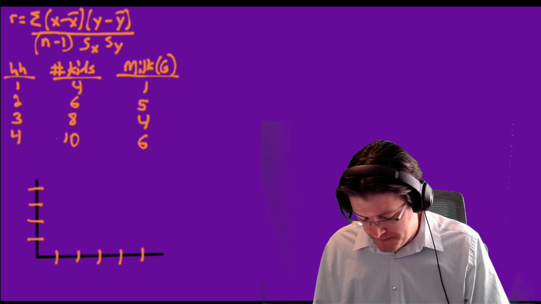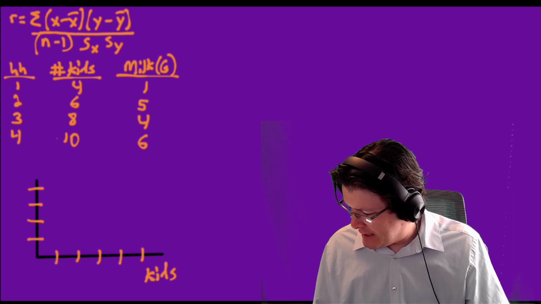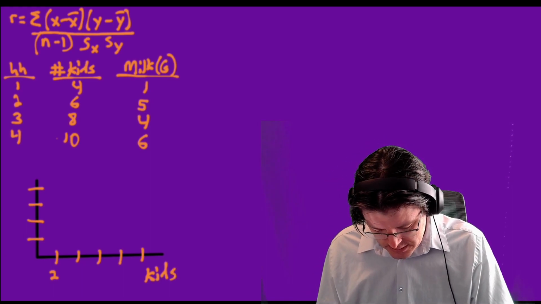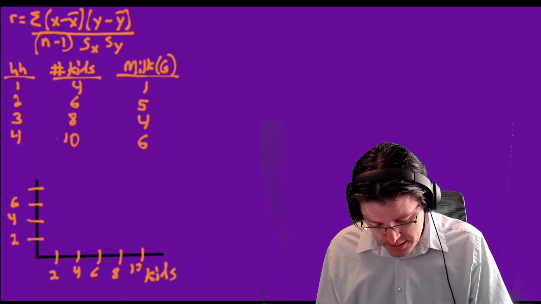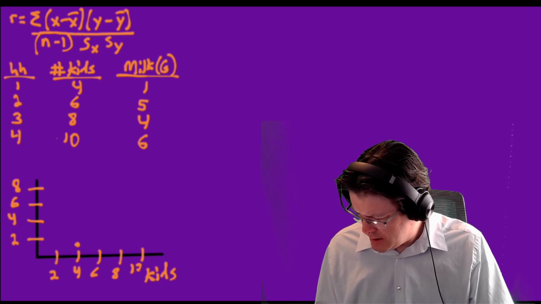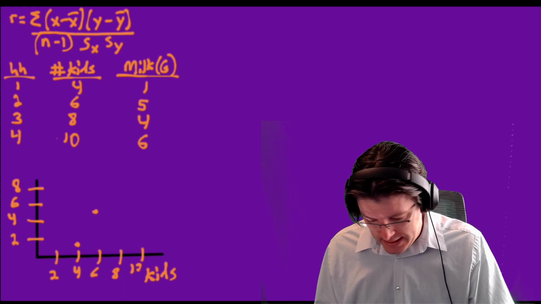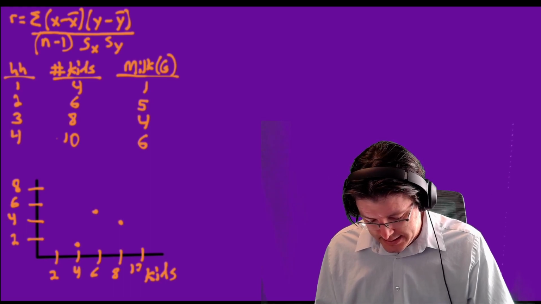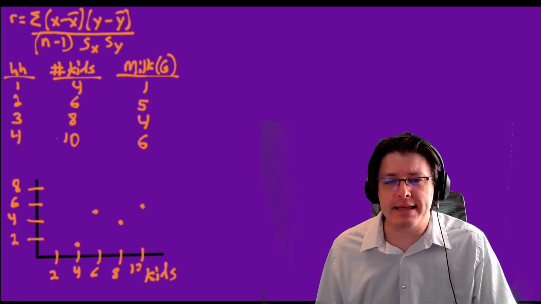So let's put kids down here. And so what do we have? We have 4. So let's go 2, 4, 6, 8, 10. Try to draw this somewhat to scale, but this is 4, 1. What do we have? We have 6 kids and 5 milk. We have 8 kids and 4 milk. And we have 10 kids and 6 milk. Okay, so I don't know how well I did there, but something like that.